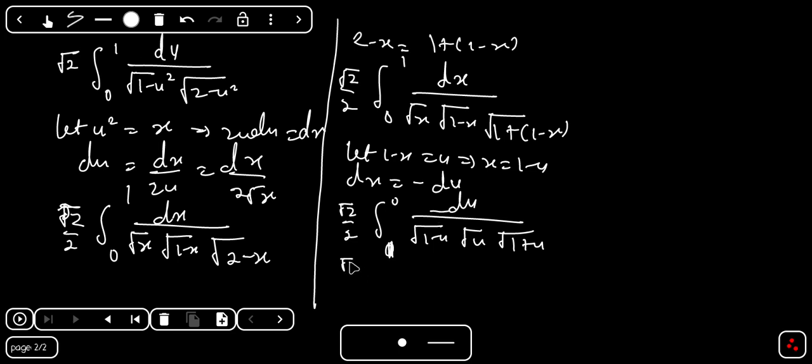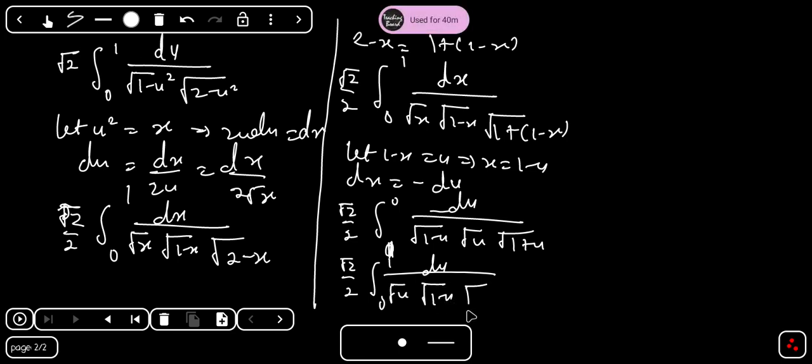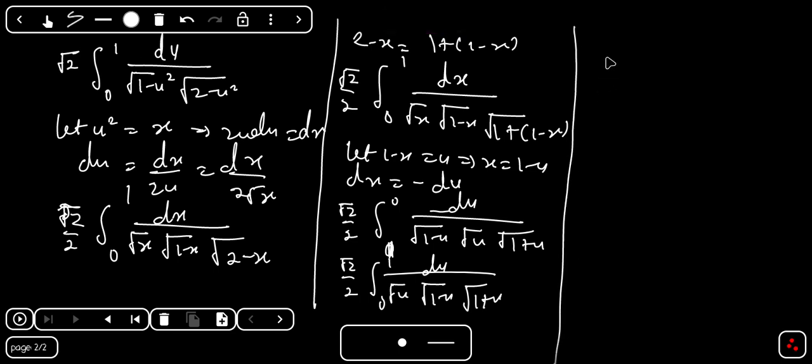Okay guys, now because of this negative sign we can switch this limit, so this will be square root of 2 over 2 multiplied by integral from 0 to 1, then of du over the square root of u multiplied by the square root of 1 minus u multiplied by the square root of 1 plus u. Okay, so this is getting more interesting.